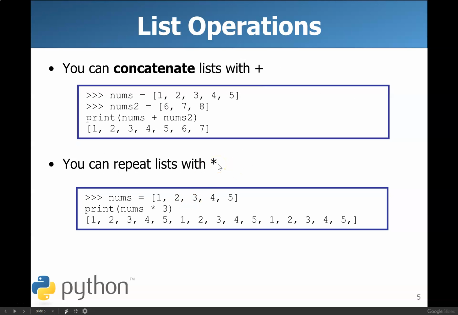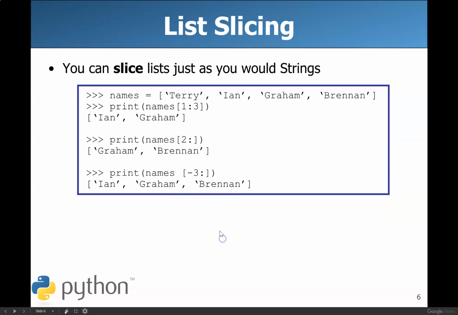You can repeat lists, just like you can repeat letters in strings. So if you have nums equals 1, 2, 3, 4, 5, and I print nums times 3, it doesn't multiply each number by 3. It takes the entire list and repeats it 3 times. So it'll do 1, 2, 3, 4, 5, and then 1, 2, 3, 4, 5, and then 1, 2, 3, 4, 5. So beware of that. If you are trying to multiply each number by 3, you're going to have to use a loop. If you just want to print the entire list 3 times, then you don't have to do that.